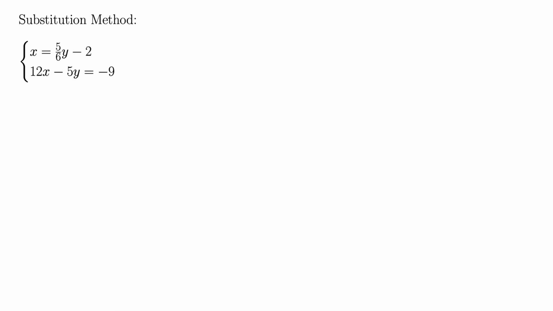This example involves some fractions. We want to use the substitution method to solve x equals 5/6 y minus 2 and 12x minus 5y equals negative 9. It's a system of linear equations there. Well, it says right there that we're using the substitution method, but even if that wasn't clear, I would argue that the substitution method is clearly the way to go with this one.